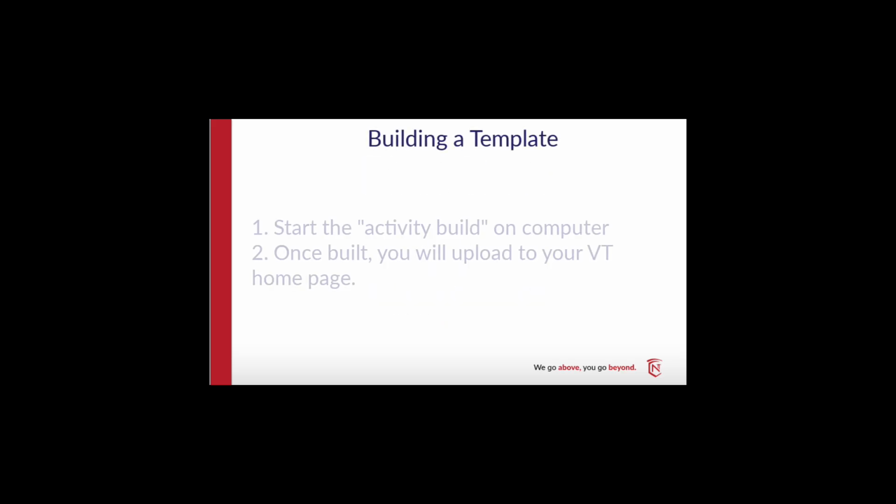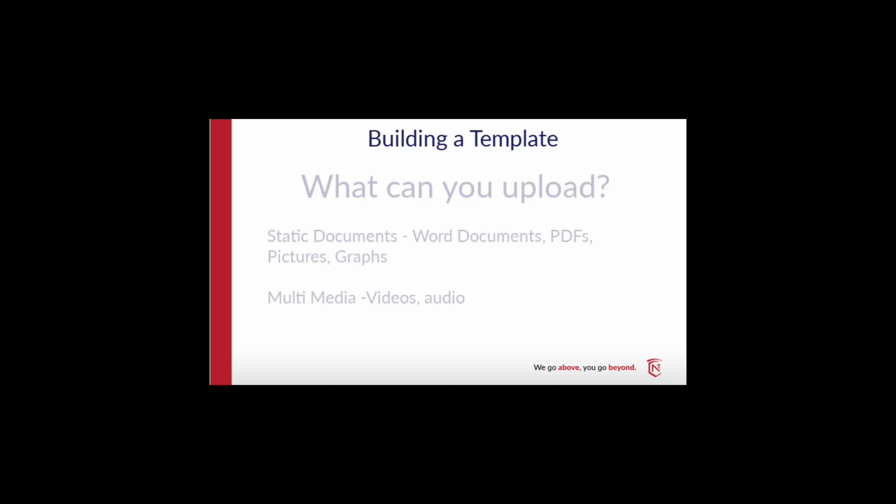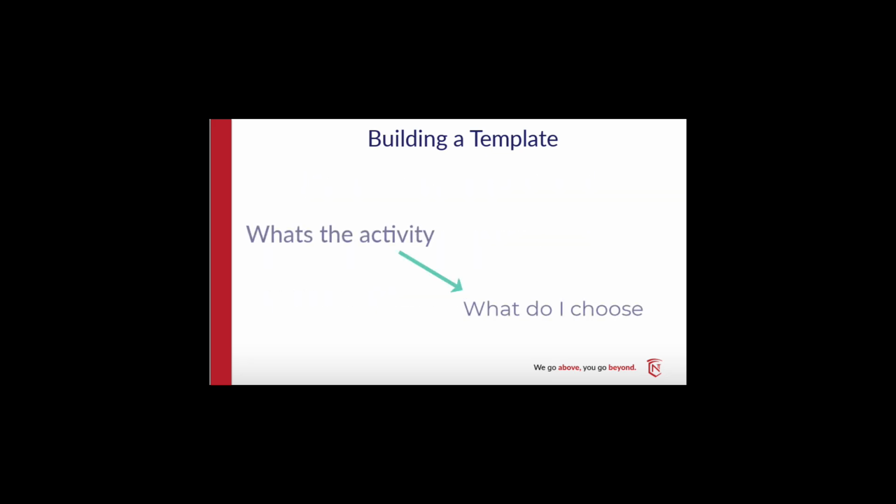For this task, we will look at the computer laptop side first. Basically, you will build artifacts and then upload them to the voice thread to finish the process. As a reminder, you can upload various file types that include static documents like Word docs, PDFs, and pictures, or multimedia files like videos or audio. What you choose will somewhat depend on the type of activity you plan to do.